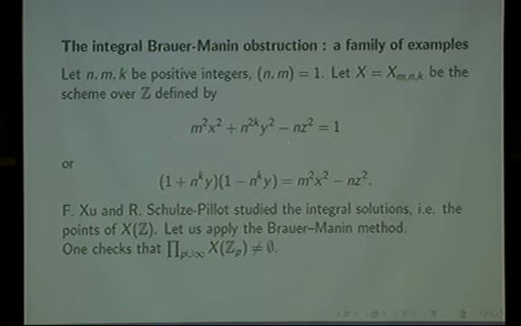Okay? And so if you apply the Brauer-Manin method, one checks that in fact there are always solutions locally. So we want to try to apply Brauer-Manin. First we discuss the local solutions. There are always local solutions. So what about the Brauer obstruction?